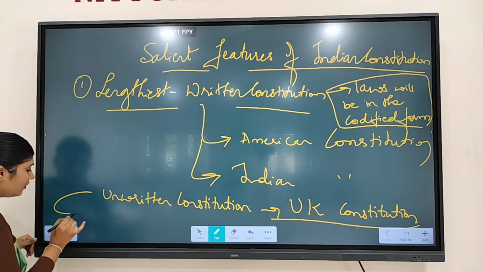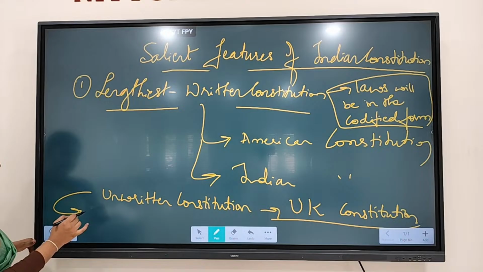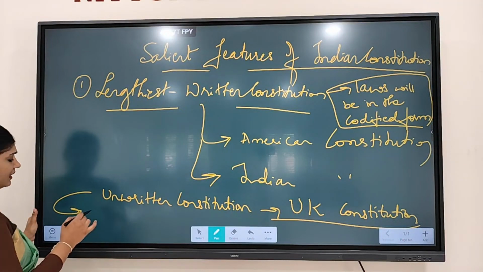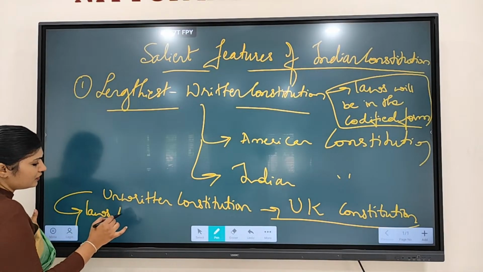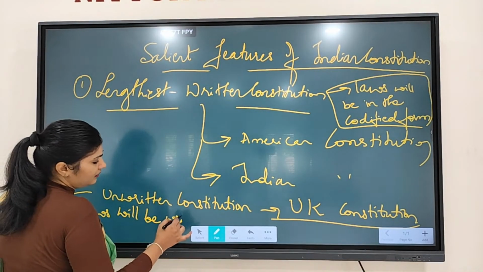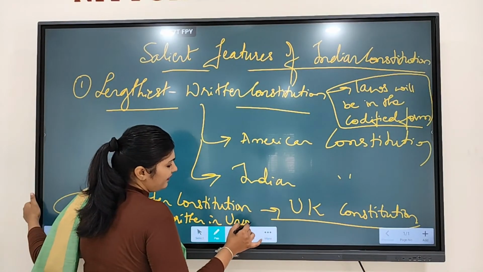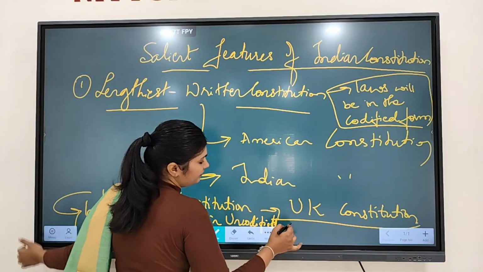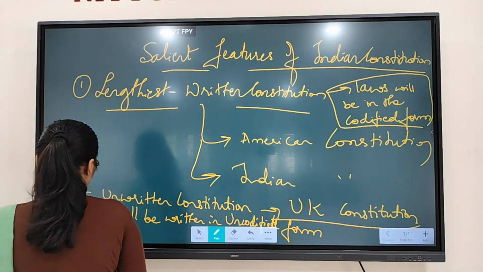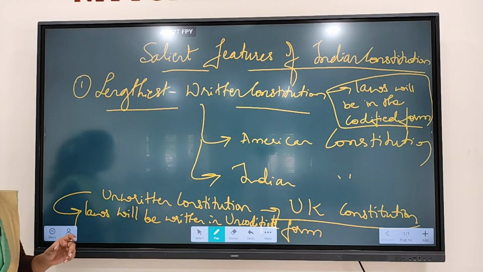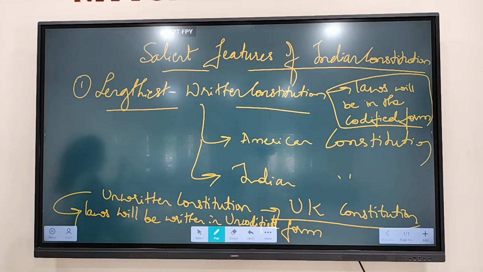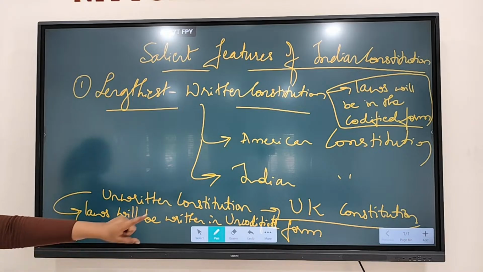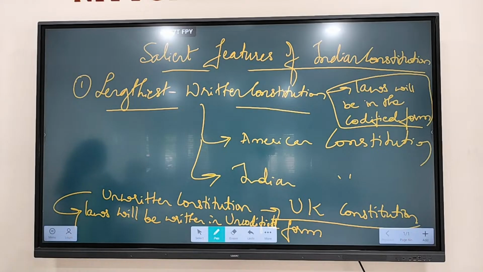What is meant by unwritten form? Laws will be written in uncodified form. There will be no single book meant for writing laws here. There are several books. See, we are having the Indian Constitution book. Only one book we are having. But the UK, they are not having their own Constitution book.